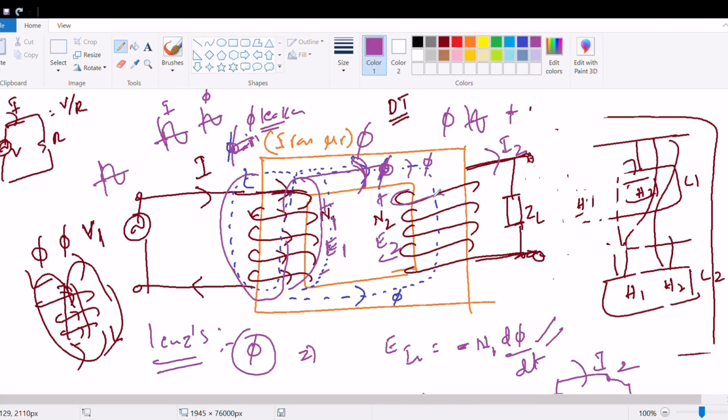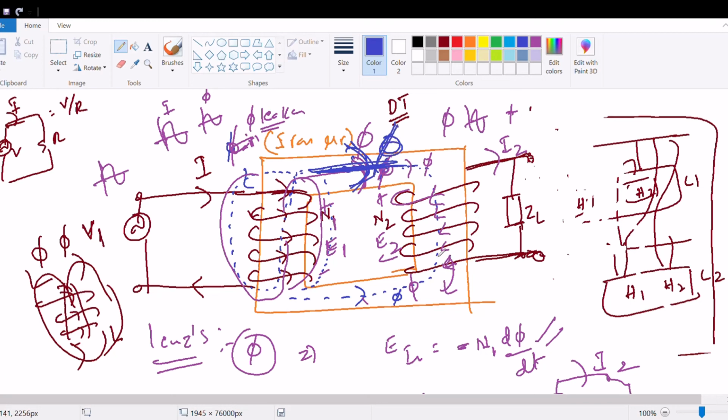If the current goes like this, it produces a flux like this, which is the same direction as the working flux. Therefore, we must produce a flux which opposes the working flux. The working flux direction is like this. The secondary flux must oppose this flux.